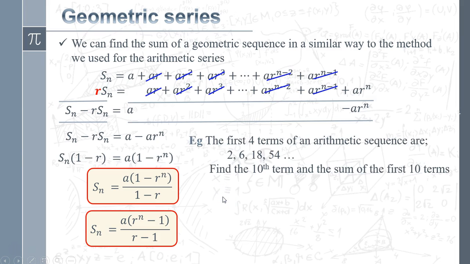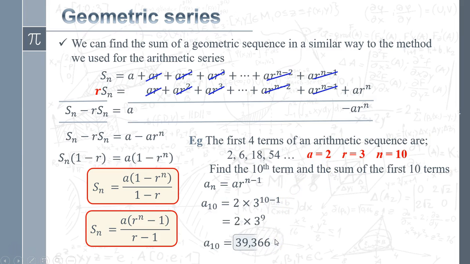So here we go. First four terms of a sequence: 2, 6, 18, 54. That's our sequence that we talked about on the previous slide. So we've got a equals 2, r equals 3, n equals 10. First 10 terms: a10 equals a, which is 2, times 3 to the power of 10 minus 1, which is 9. And so our 10th term is 39,366. As I hope you appreciate, in these sequences the numbers get very large very quickly if you've got values of r that are above 1.